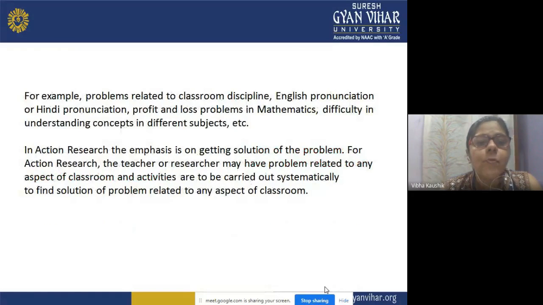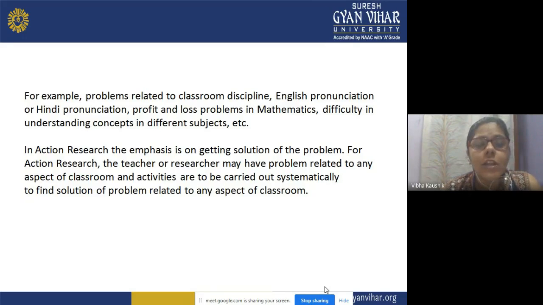Now, for example, problem related to classroom discipline. That is again a problem which is related to school or the class where the teaching learning process is going on. English pronunciation: students are not able to pronounce the words of English properly, or Hindi pronunciation. Profit and loss problems in mathematics. Difficulty in understanding concepts in different subjects. These can be various problems which a teacher faces during the teaching learning process, and to get the solutions of these problems the teacher may conduct action research in the classrooms.